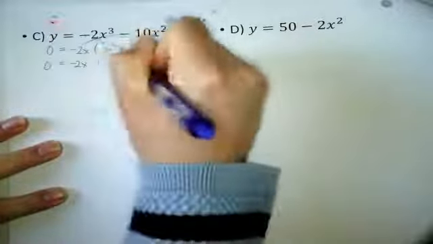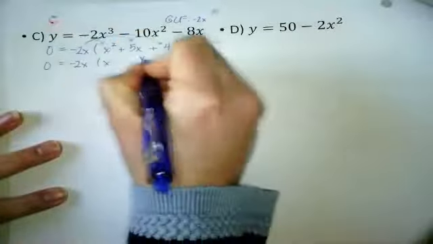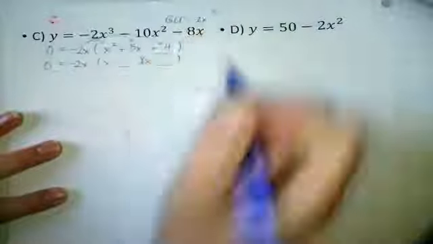Then I'm going to go ahead and double bubble here. X times x is x squared. What times what is positive 4?